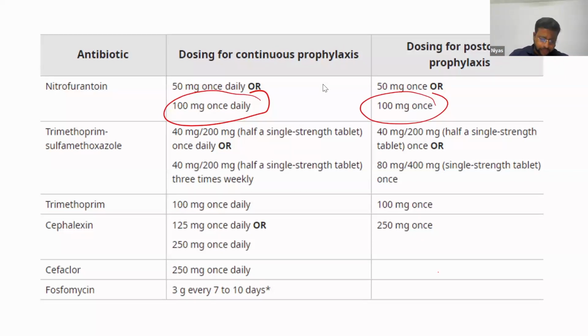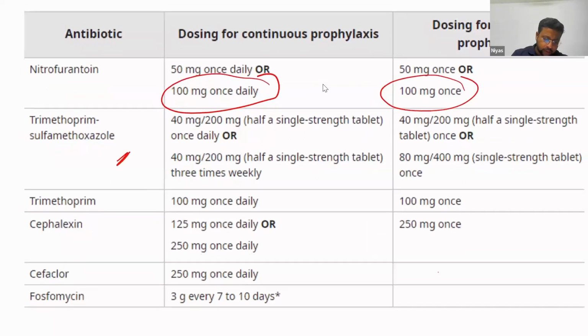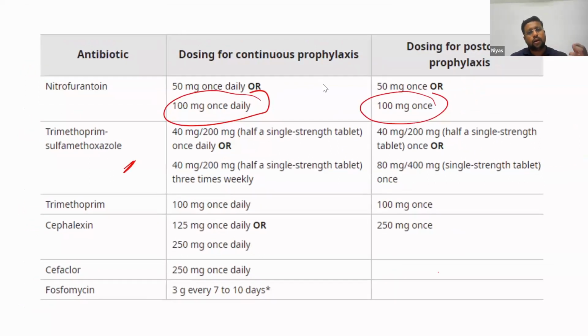continuous prophylaxis. You can also use trimethoprim-sulfamethoxazole, which is an alternative to nitrofurantoin. You give a half single strength tablet, continuously. How long? Nobody knows. You may give 3 months, 6 months usually. Sometimes up to years, people may take this to prevent urinary tract infections.